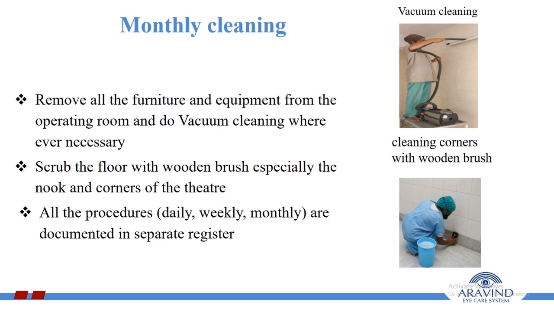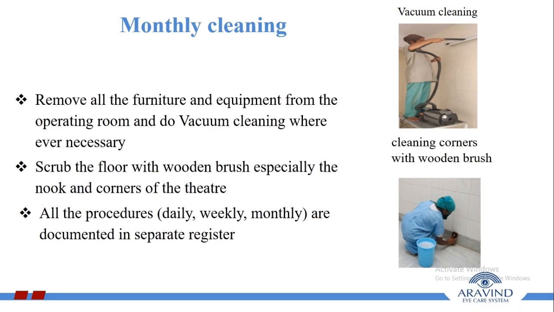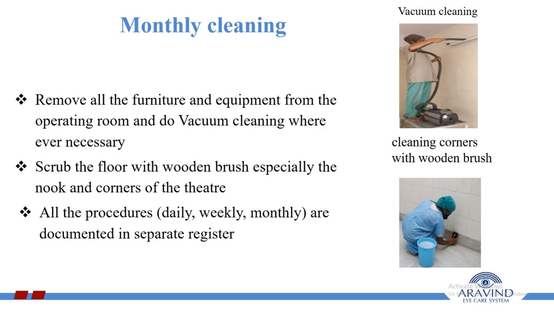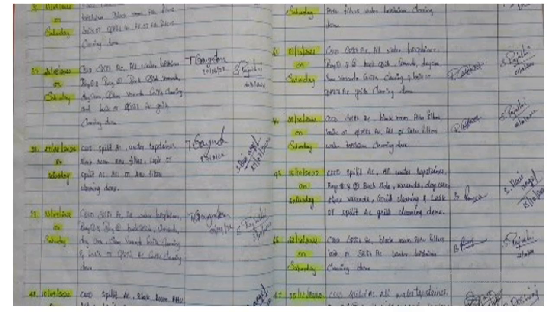On monthly cleaning, we remove all the furniture and equipment from the operating room and do vacuum cleaning wherever necessary. Scrub the floor with a wooden brush, especially the nooks and corners of the theatre. All the procedures, that is the daily, weekly and monthly, are documented in a separate register. This is the picture of the register showing the record for weekly cleaning.